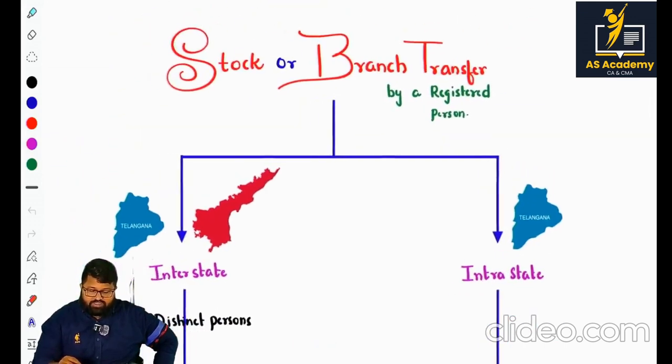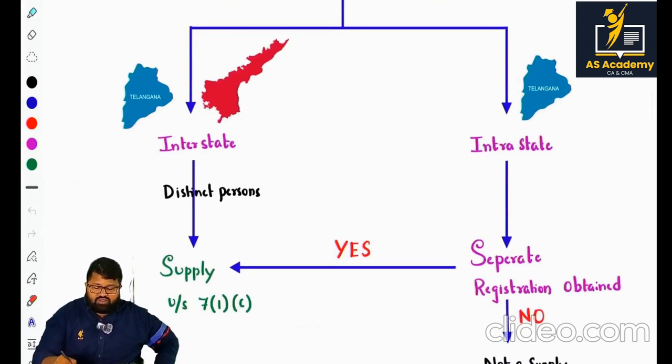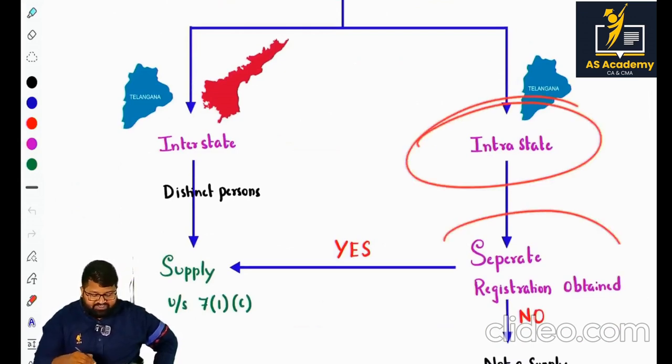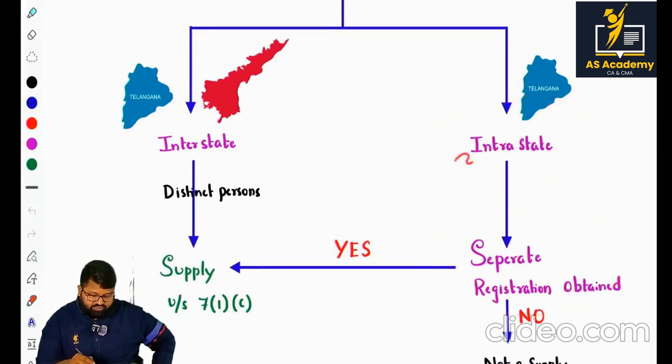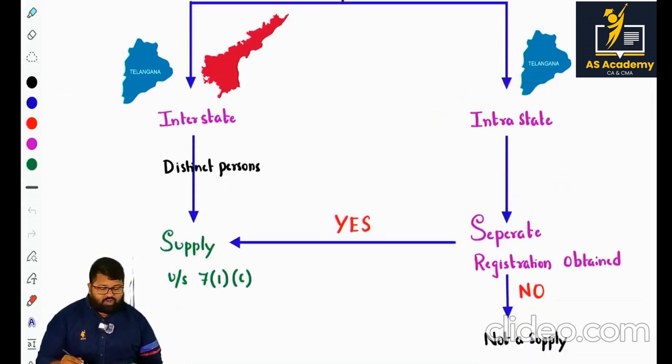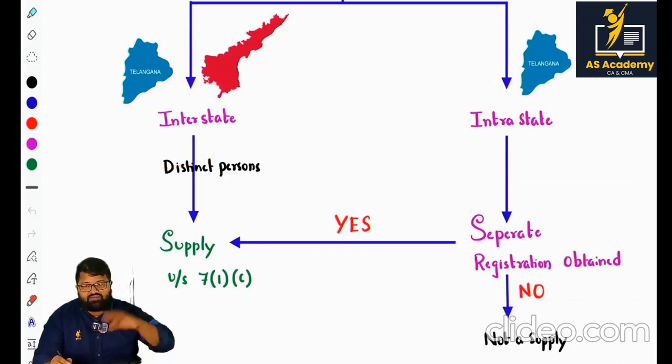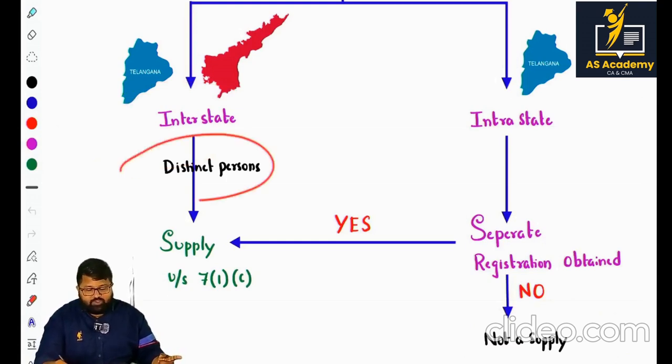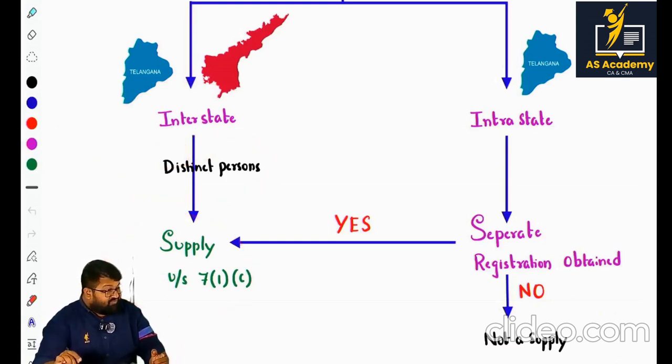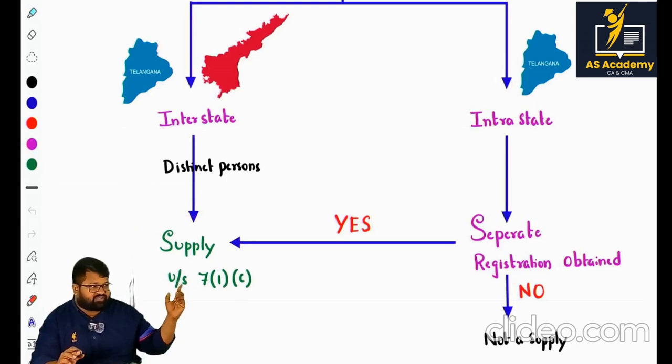Okay. Next, stock transfer of business. What is the point? If it is interstate, separate registration is mandatory. Intrastate or interstate? If intrastate, then separate registration is not at all mandatory or required, so automatically it is not a supply. But what about different states? Stock transfer between Andhra and Telangana, or Andhra and Tamil Nadu, or Andhra and Karnataka. They are distinct persons, so it is covered under section 7(1)(c). Even without consideration, if there is a movement, that is okay, because it is a related party transaction.